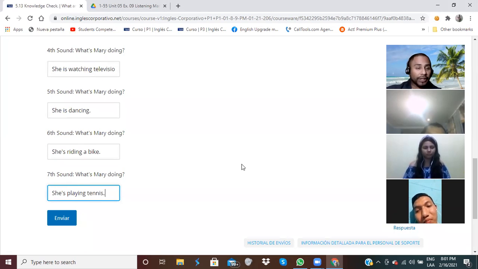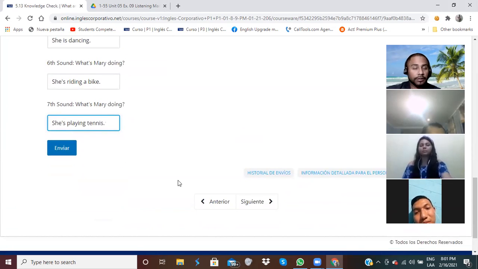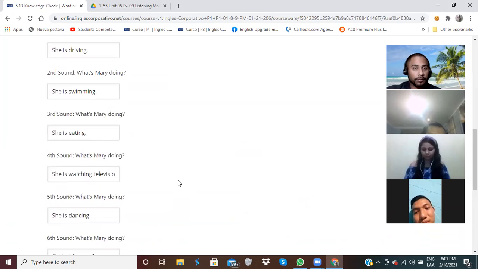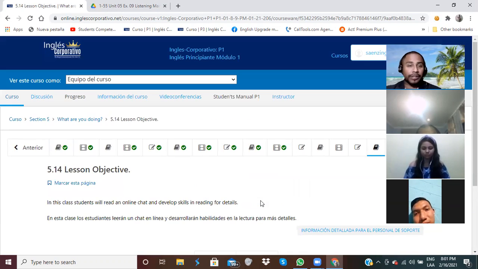All right. Any questions on this activity, guys? Did you understand this activity? Yes. Okay. No question. Let's go ahead and move forward. So in today's class, we are going to be looking at section 5.14. The lesson objective in this class, students will read an online chat and develop skills in reading for details.